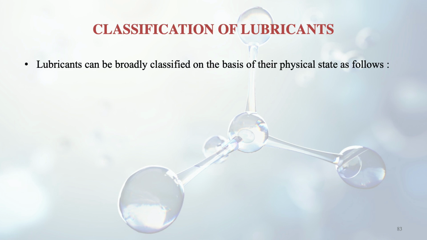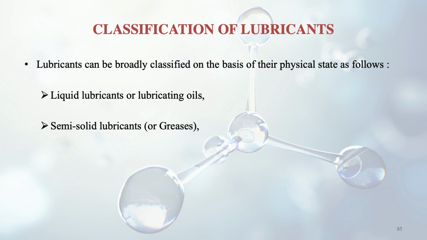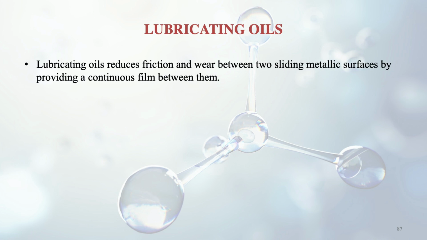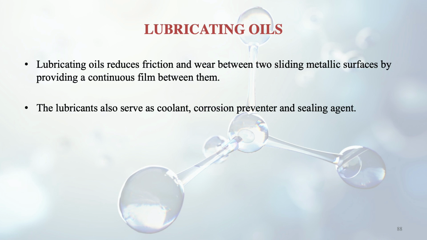Now the classification of lubricants on a different basis, that is, on the basis of their physical state. They may be liquid lubricants or lubricating oils, or semi-solid lubricants or greases, or solid lubricants. So three types are there. First of all, we discuss the lubricating oils. Lubricating oils reduce friction and wear between two sliding metallic surfaces by providing a continuous film between them, like we have seen earlier also. Then the lubricants also serve as a coolant at the same time.